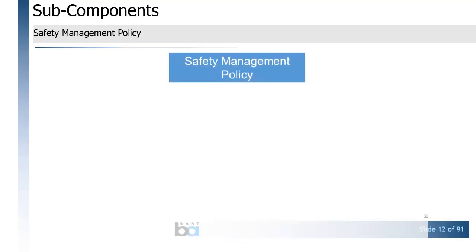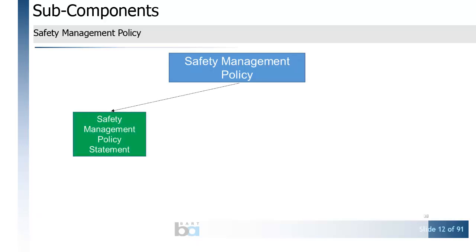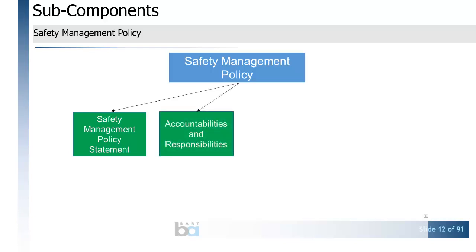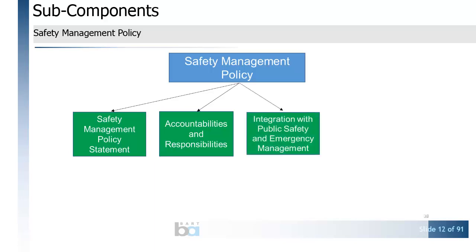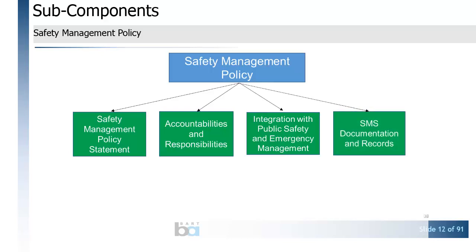A safety management policy can be broken down into 4 subcomponents: 1. The Safety Management Policy Statement. 2. Accountabilities and responsibilities. 3. Integration with public safety and emergency management. 4. SMS documentation and records.